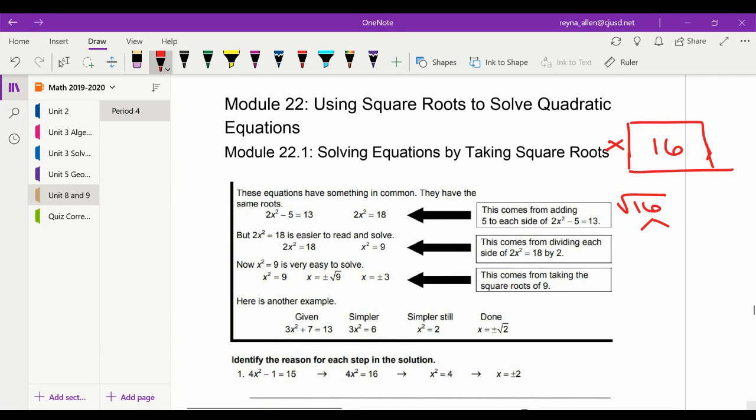It's a square. It has to be the same number. So that number would be 4. 4 times 4 would give you 16. So the square root of 16 is 4. Okay, so we're going to use that to help us solve quadratic equations. So let's take a look.